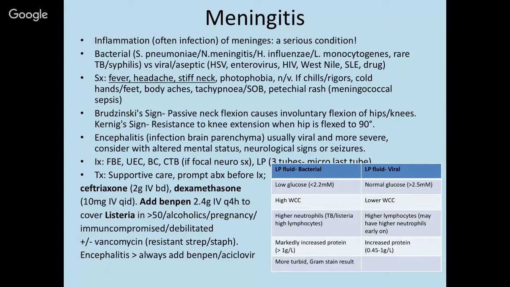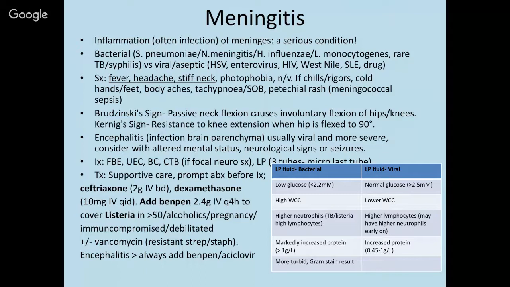When you look at the actual tubes, you have to know what the LP fluid results of the biochemistry are and how that differentiates the two. Bacteria have low glucose, whereas virals are normal. I like to think that the bacteria are eating all the glucose in the CSF, so that's why it's low. You get high white cells in bacterial, and lower in virals. That's just generally like most infections.